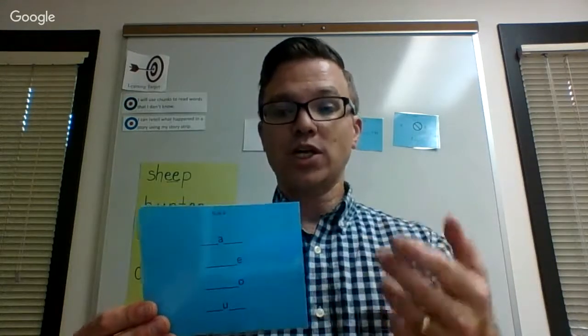Okay, one more rule, boys and girls. Let's look at this one. Do you see how you see an A, an E, an O, and U? Let me say the rule and you repeat. A, E, O, U usually say their name at the end of a syllable. What that means is at the end of a syllable, these vowels are going to say their name or their long sound.